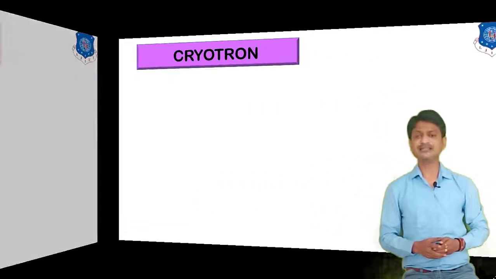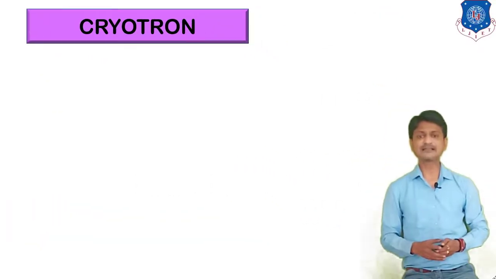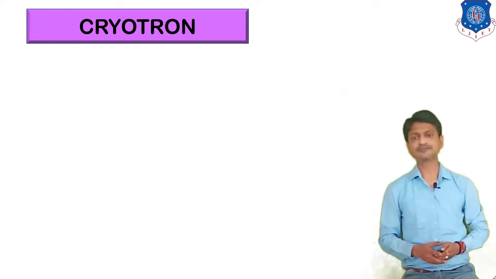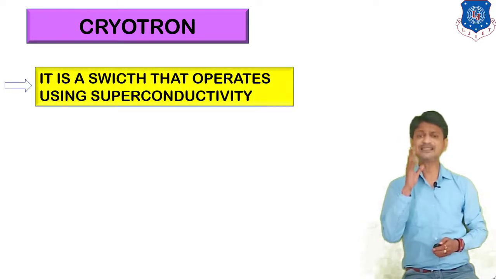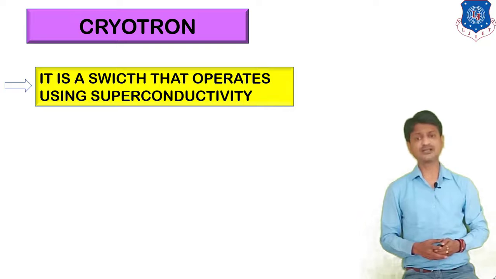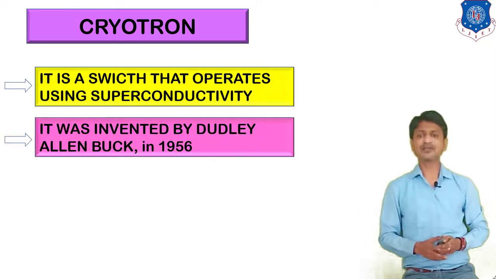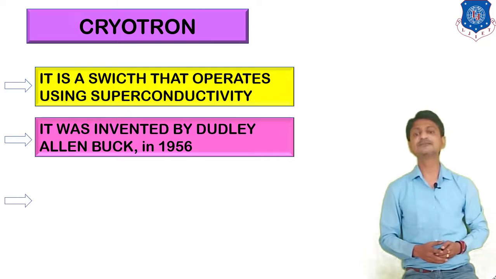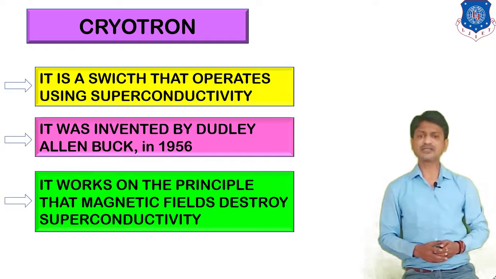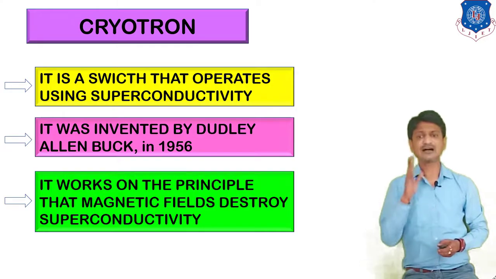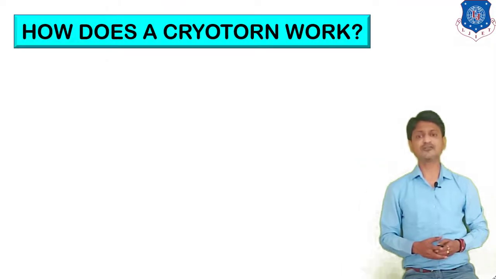Now let's discuss the last application, that is Cryotron. It is a switch that operates using superconductivity. It was invented by Dudley Buck in 1956. It works on the principle that magnetic fields destroy superconductivity. So here, let's discuss how does a Cryotron work.